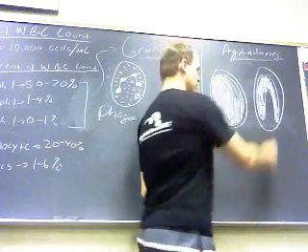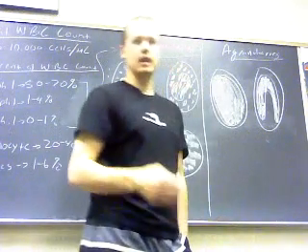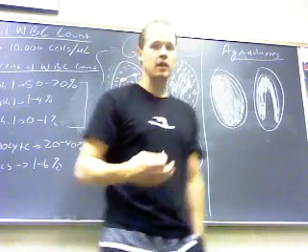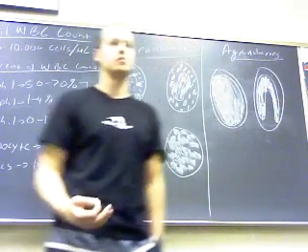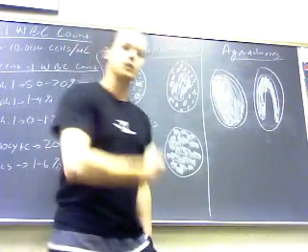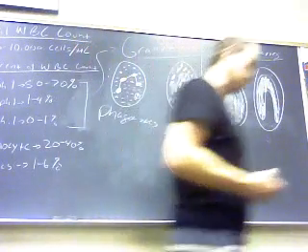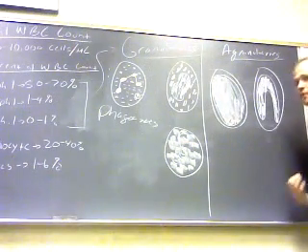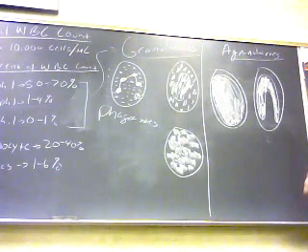In skin, we call them dendritic cells. In the brain, we call them microglia. In connective tissues, we call them macrophages. In the liver, we call them Kupffer cells. They all do the same thing. They all do the exact same thing.